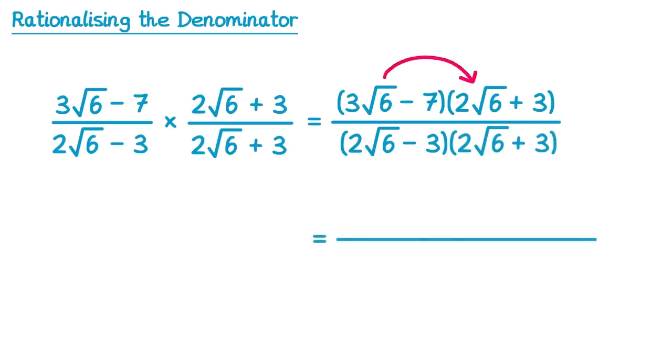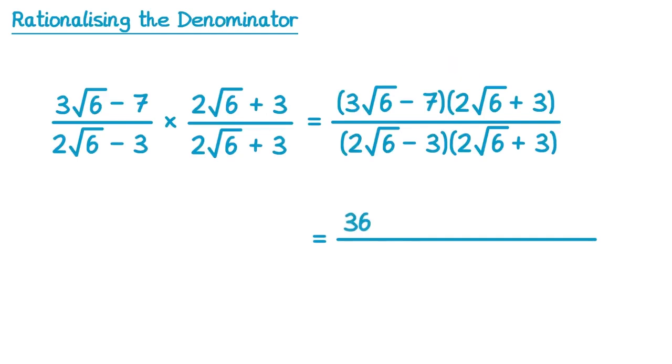3 root 6 times 2 root 6. To do this, we could multiply the root 6's together, which gives you 6. And then also multiply 3 and 2, which also gives you 6. So it's 6 times 6, which is 36.